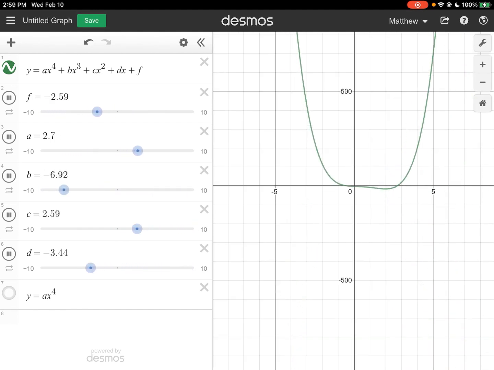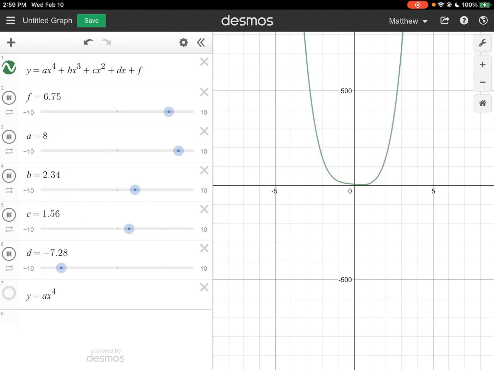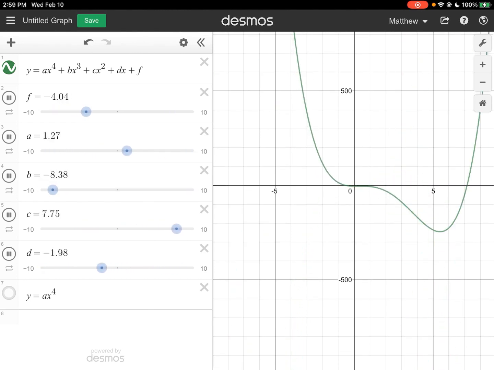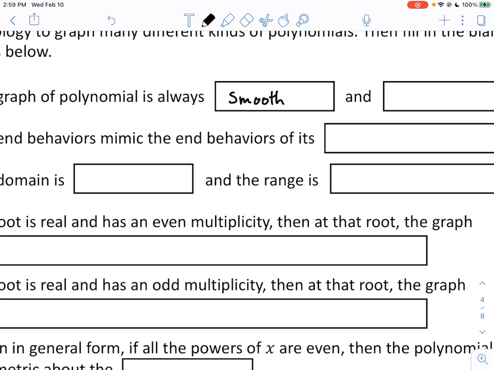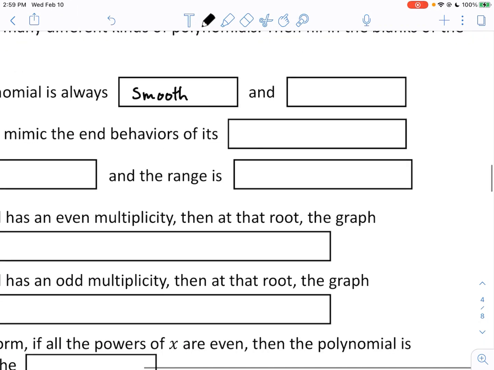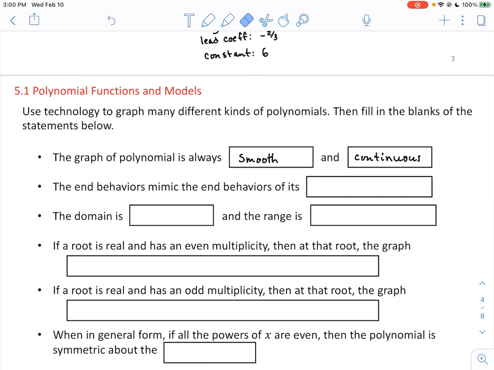Notice that the graphs are always smooth, no sharp corners. Further, notice that they're continuous. There's no breaks in the graph. The graph of a polynomial is always smooth, so no sharp corners. And the other word I would put here is continuous. So there's no asymptotes where there's a break in the graph, or there's no relocations and starting somewhere else, something like that. The 2 examples I just drew there have discontinuities, but polynomials are always continuous.